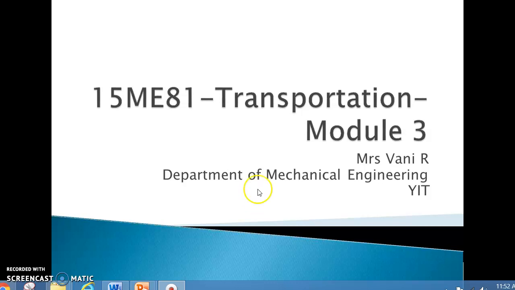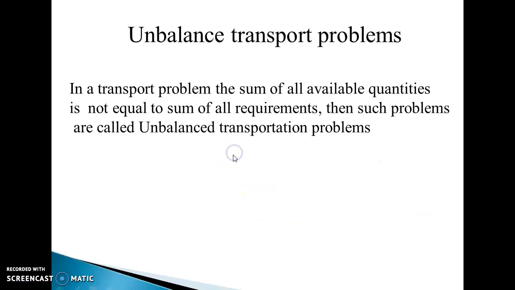So today I am going to explain unbalanced transport problems. So what is an unbalanced transport problem? In a transport problem, if the sum of all the available quantities is not equal to the sum of all the requirements, then such problems are called unbalanced transport problems.